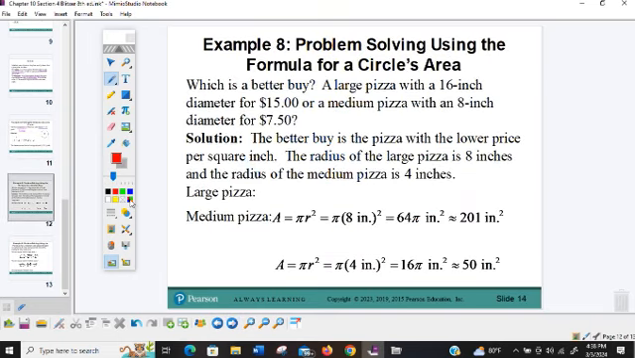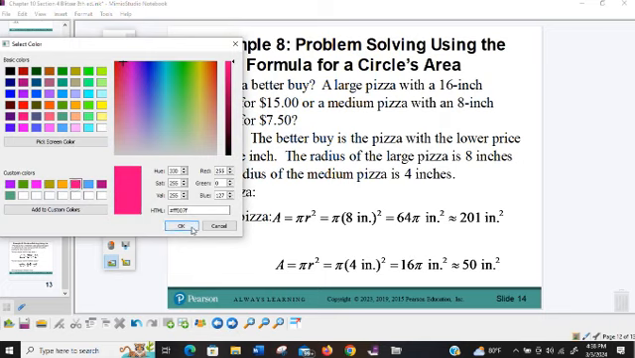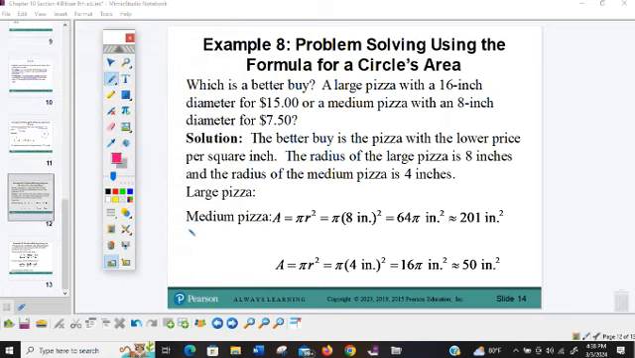Now, the best example, one they love to do when we're talking about area of a circle, is comparing which one is the better buy. Okay, so it says a large pizza with a 16-inch diameter for $15 or a medium pizza with an 8-inch diameter for $7.50. Which one is the better buy? So what we have to do is figure out the area of both pizzas. Okay, and then we're going to divide the price by the area and see what it is per square inch. So remember, area is pi r squared. We need the radius. They gave us the diameter. If the diameter is 16, the radius is 8.